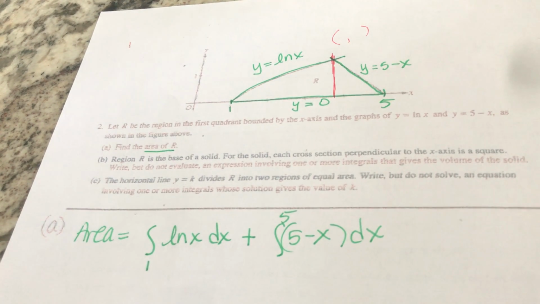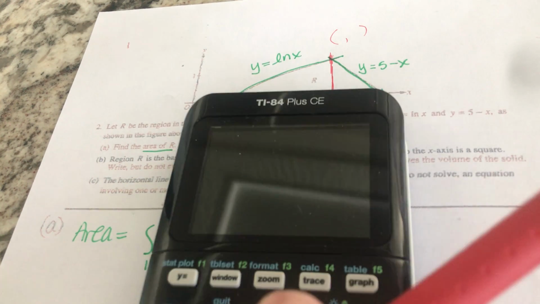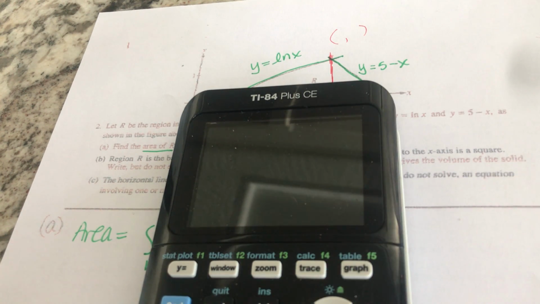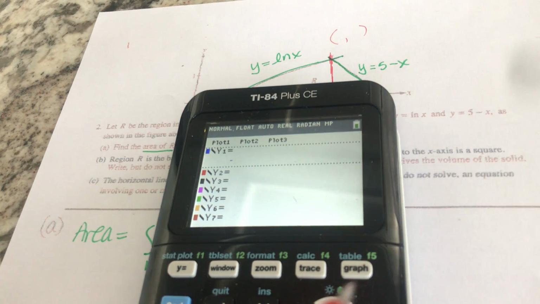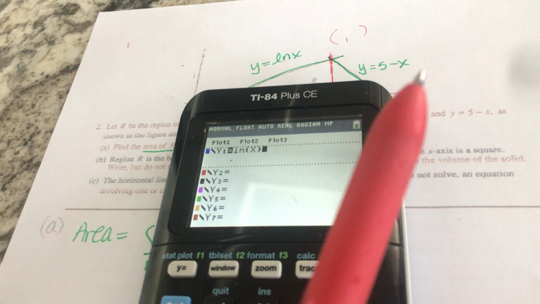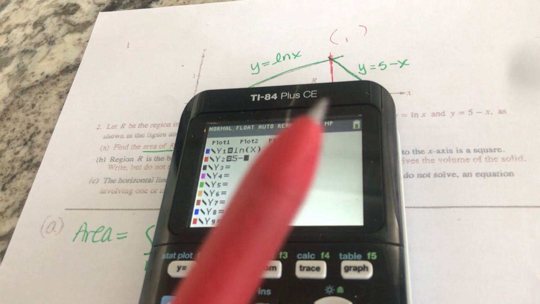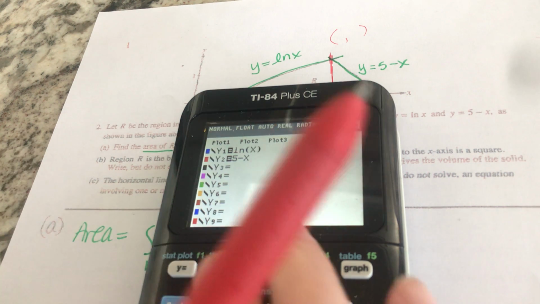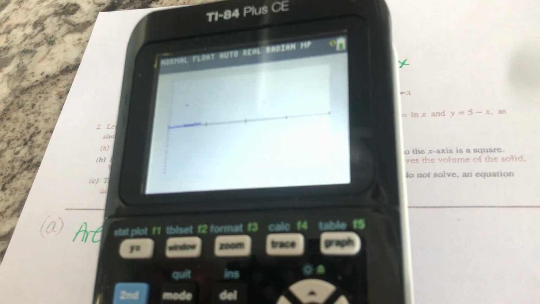So to figure out this intersection point, we're going to go to our graphing calculator and turn it on. Y1 equals, I'm going to make that natural log of X. Make sure it's highlighted and turned on. Y2, I'm going to make that 5 minus X. Make sure it's turned on. My window should be from 1 to 5 and hit graph.